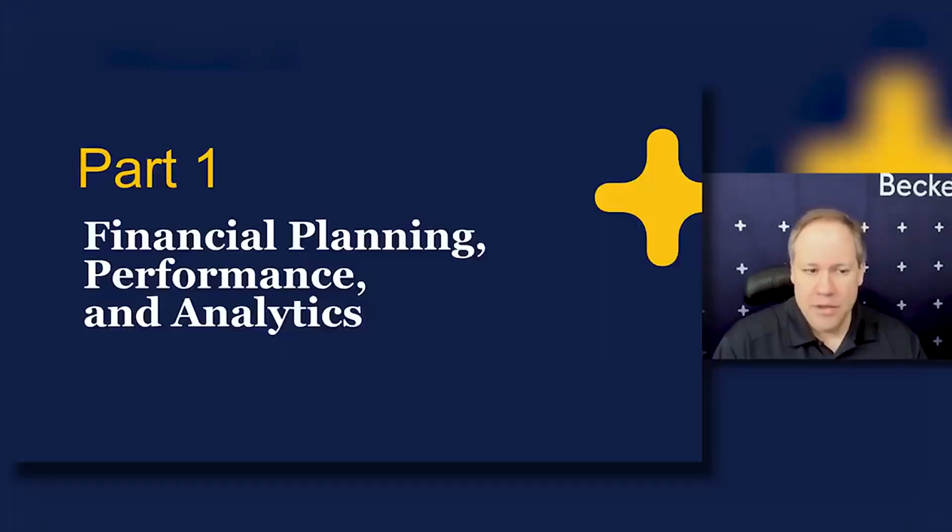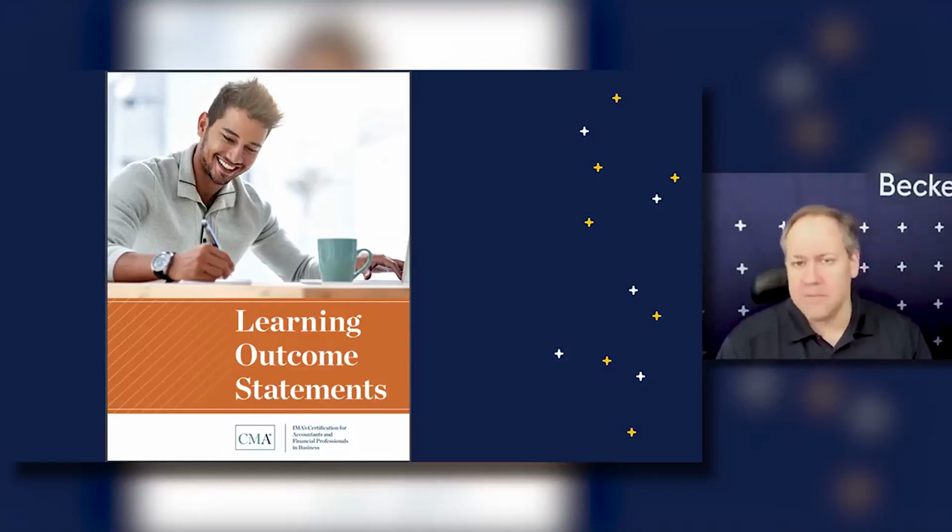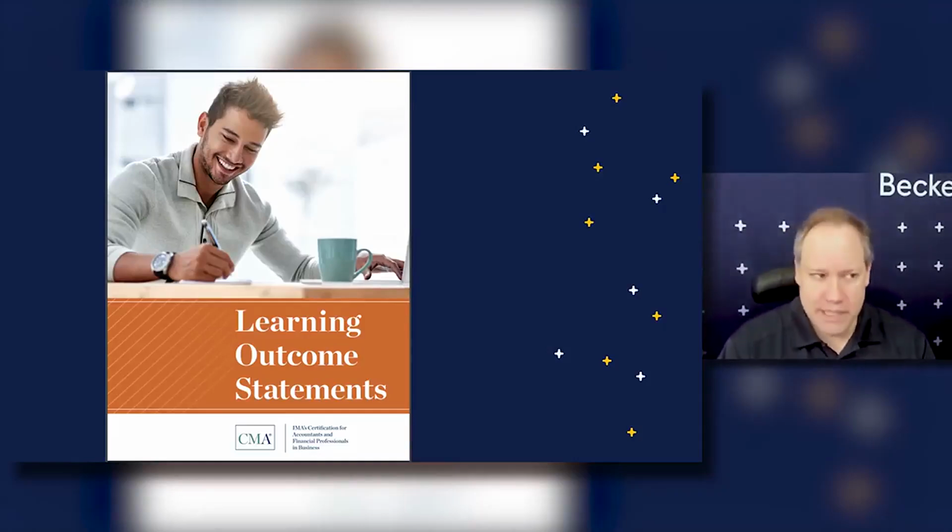Okay. With that being said, let's talk in a little bit more detail about Part 1. Now, they title Part 1 Financial Planning, Performance, and Analytics. Now, just as we talked about with the exam summary, that's governed by the candidate handbook. Well, when we talk about exactly what's on the exam, or in other words, if you said, hey, Becker, how do you know what's on the CMA exam? How do you know what subject matter is testable? Well, you can look at the same document that we do. It's what's called the Learning Outcomes Statements, and it's exactly that. It is a detailed description of what's within the scope of each of the 2 parts of the exam.